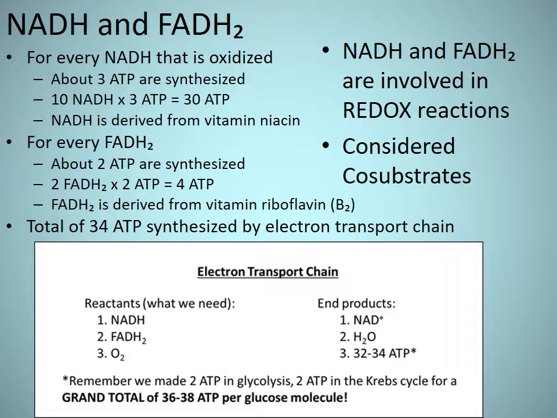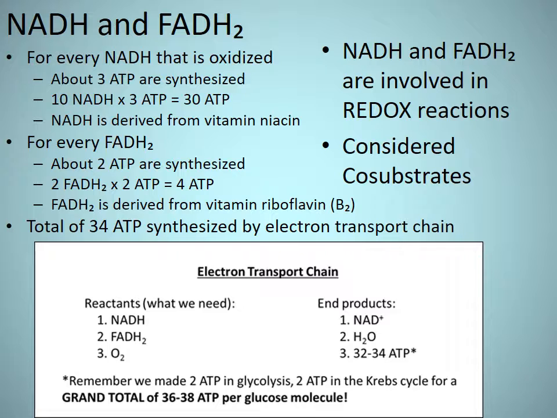Let's take a look at NADH and FADH2. These two molecules are produced in glycolysis, in pyruvate oxidation, as well as the citric acid cycle. So for every NADH that is synthesized, about 3 ATP are synthesized as a result of the electron transport chain. So there's 10 total. We see 10 times 3, 30 ATP.